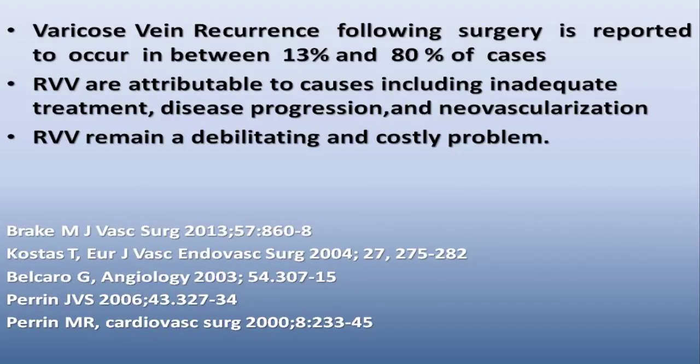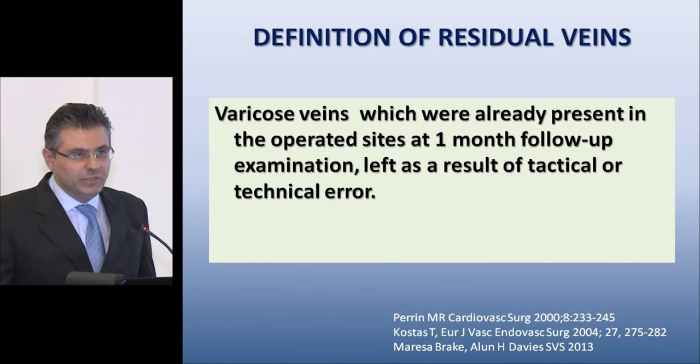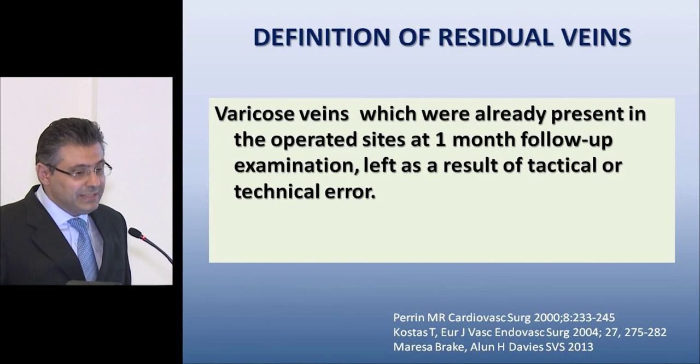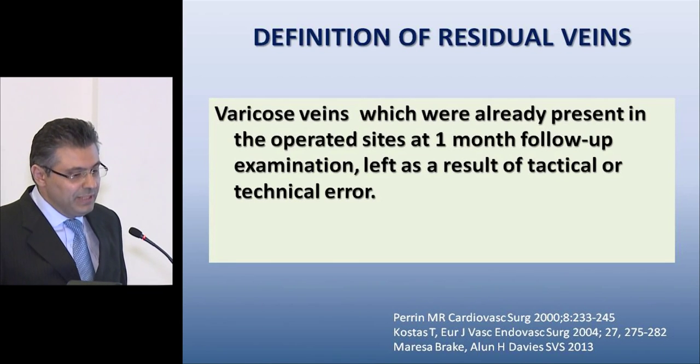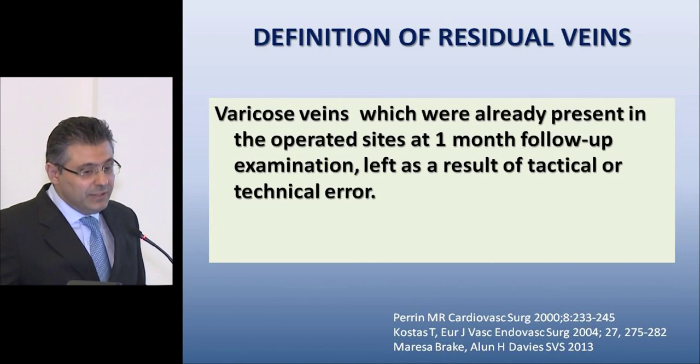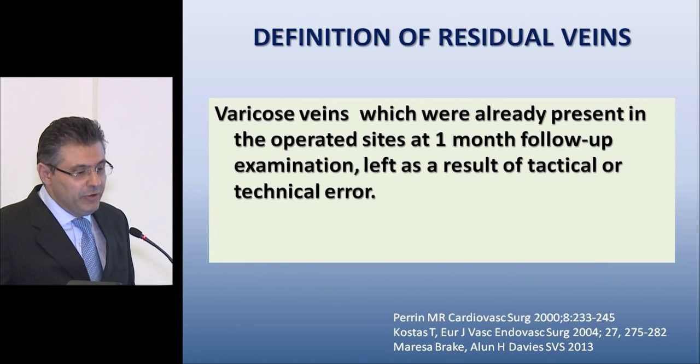The big problem of recurrent varicose veins following surgery is because it occurs from 13 to 80% of the cases, and it is attributable to causes including inadequate treatment, disease progression, and neovascularization. This is a debilitating and costly problem. And now let's see the definition of residual veins, that are veins that were already present in the operated sites at 1 month follow-up examination, and they were left as a result of technical error.